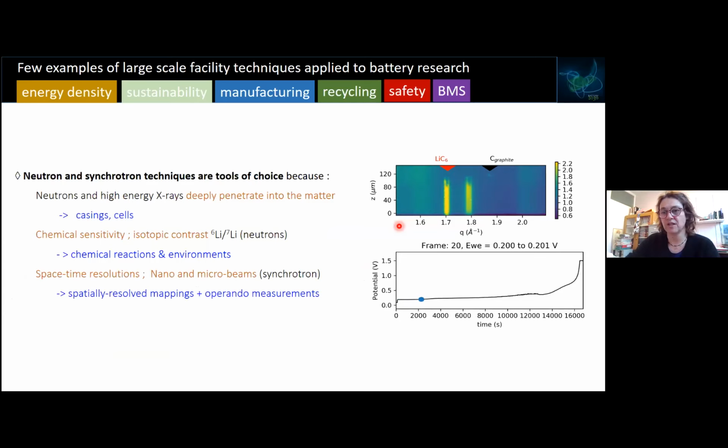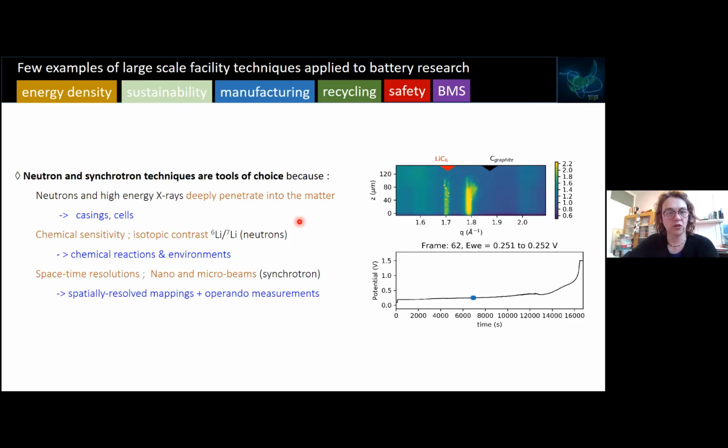because neutron and synchrotron techniques are tools of choice in this field, for several reasons. Neutrons and high-energy X-rays deeply penetrate into matter, and therefore you can go through casings and cells. The little movie you see is data obtained on a real battery cell. The techniques have some chemical sensitivity. For instance, with neutrons, one great advantage is you can use isotopic contrast with lithium-6 and lithium-7, so you can probe chemical reactions and chemical environments. In the case shown on the screen, these are different phases of a graphite electrode during dilation.